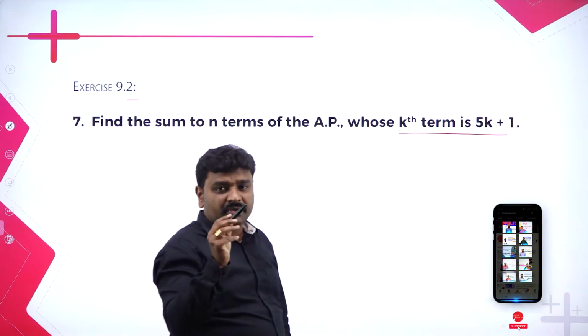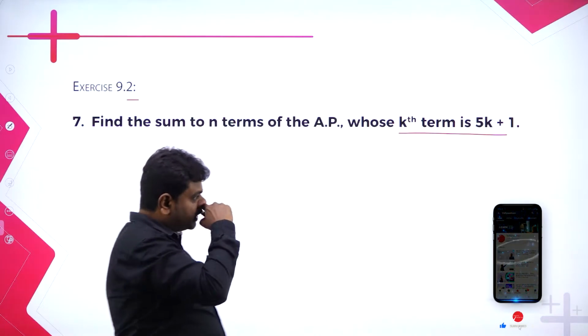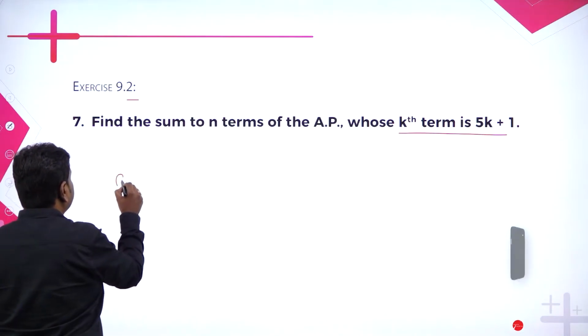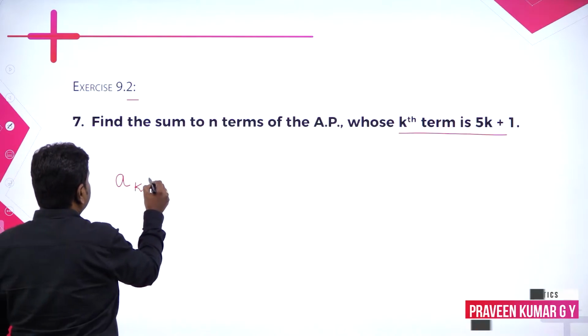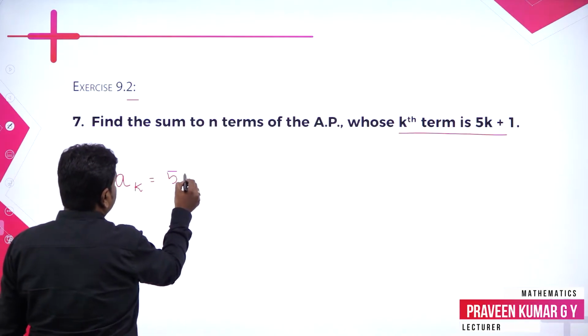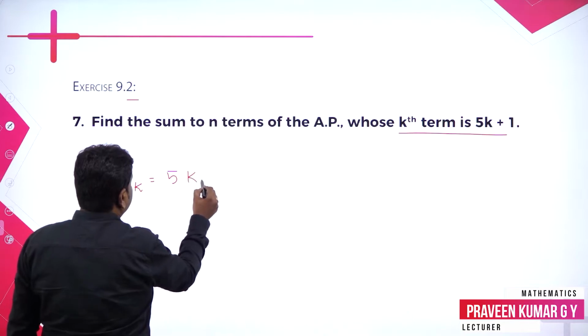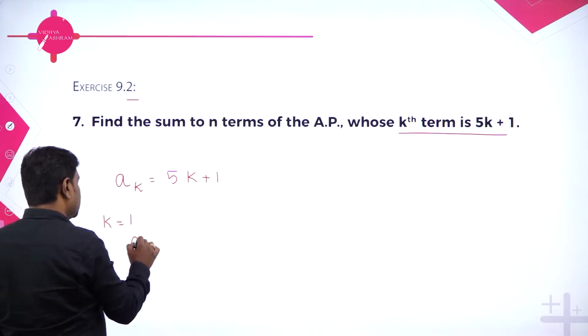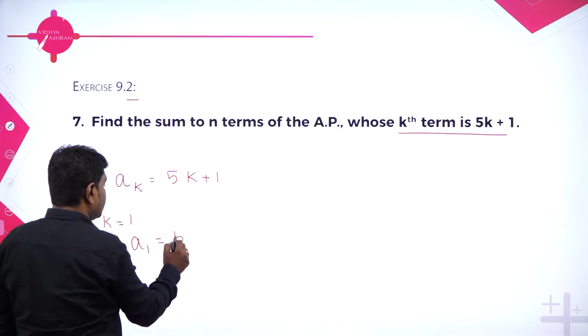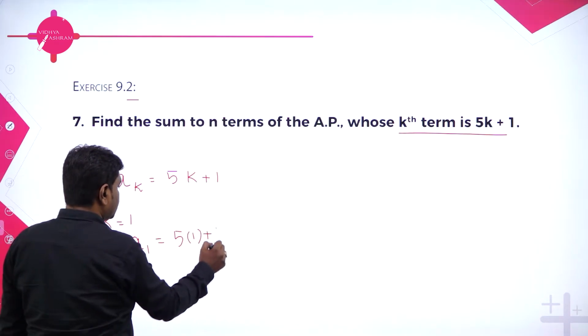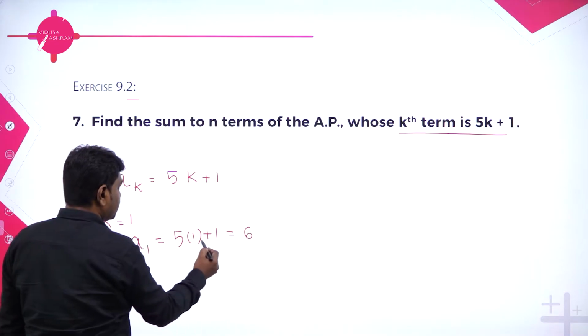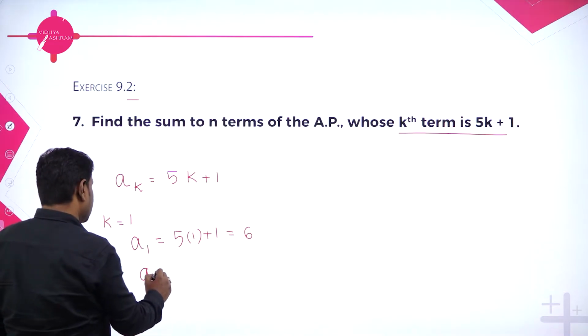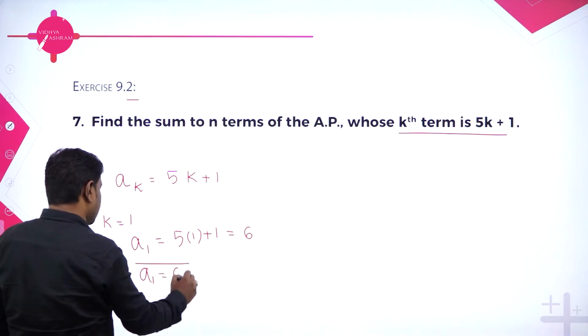So they want the sum of n terms, and they give the kth term. Means they have given ak. ak is equal to 5k plus 1. This is given. Now in the place of k, if you assume 1, you will get the first term, a1. a1 is 5 into 1 plus 1, that is 6. 5 ones are 5, plus 1. You got the first term. First term is called a1 or a.